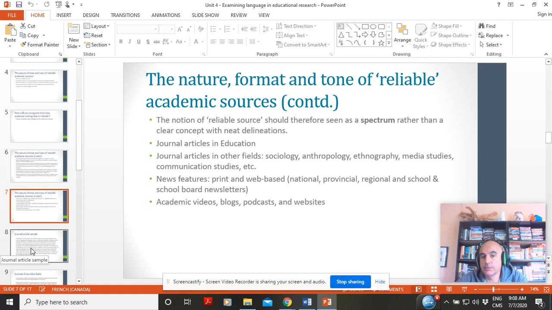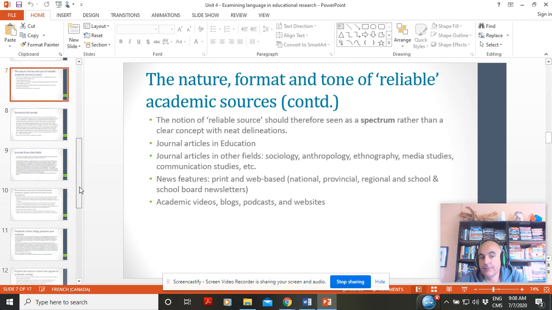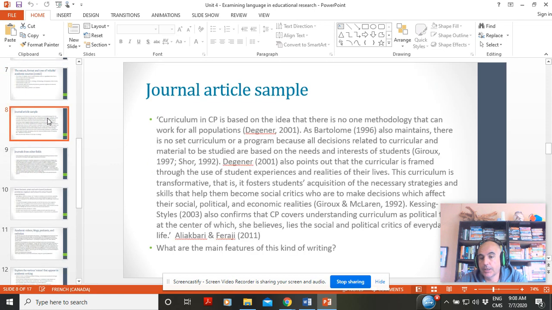So in order to be really tangible about what we now would include as a reliable source, I've given you some examples. Each time, it shouldn't take you too long, but read the example, answer the questions and tell me what the specific features of that writing are. It's not necessarily always journal articles. So we're going to start with a typical educational journal article. You're going to identify the features, but then we're going to move on to the other types.